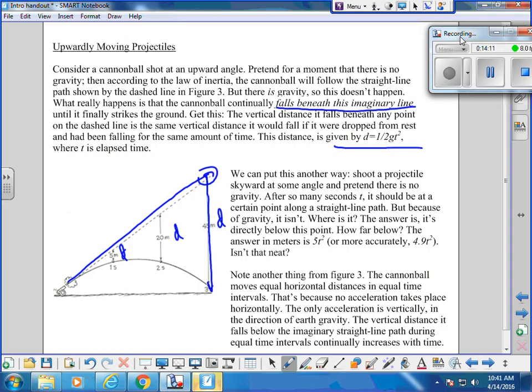We can put this another way. Shoot a projectile skyward at some angle and pretend there is no gravity. After so many seconds t, it should be at a certain point along a straight line path. But because of gravity, it isn't. Where is it? The answer is it's directly below that point. How far below? 5t² meters, or 4.9t², 1/2 gt².